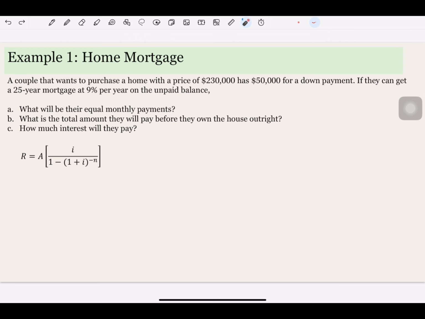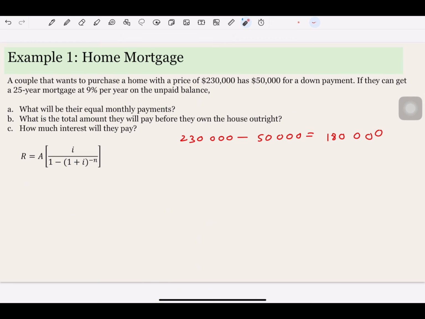A couple wants to buy a house priced at $230,000 and they have $50,000 saved for a down payment. So the total amount they have to borrow is going to be $230,000 minus $50,000, because they already have $50,000. So they have to borrow $180,000. Also, they are looking at a 25-year mortgage with an interest rate of 9% per year. The annual interest rate is 9% and this is compounded monthly.